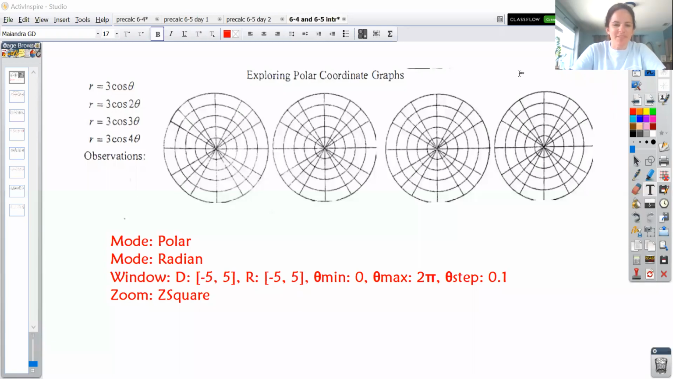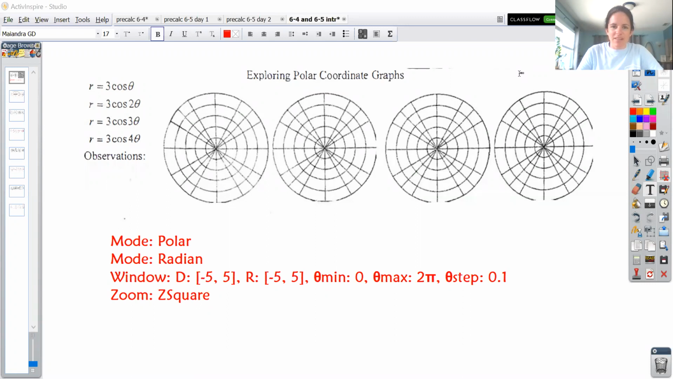Hi guys, so this is our intro to polar coordinate system and polar graphing. This is more aligned with 6.5 than it is with 6.4, but I just wanted to get you an idea of what you were in for the next couple sections. This is normally one of my favorite lessons to do for this chapter.